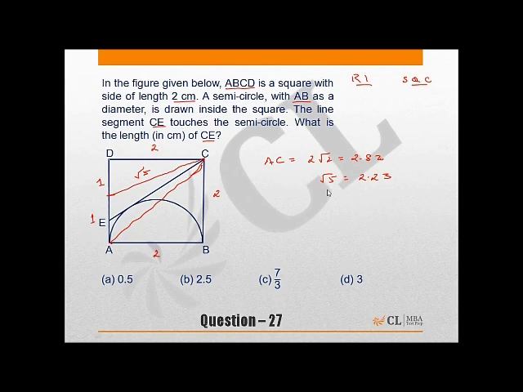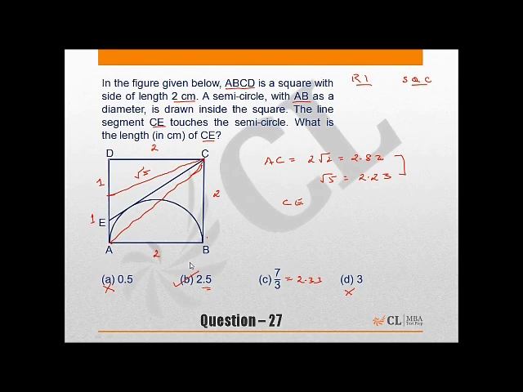So the length of CE should lie between these two values, which means choice D is incorrect, choice A is incorrect. This is equal to 2.33 and this is 2.5. Where would it be? I would say this should be roughly in the middle, and hence I would mark the answer as 2.5 straight away.